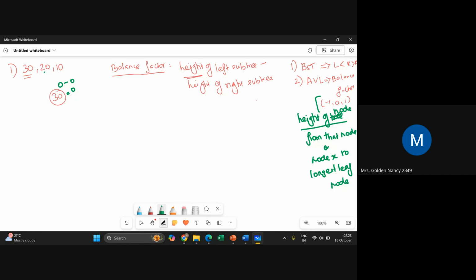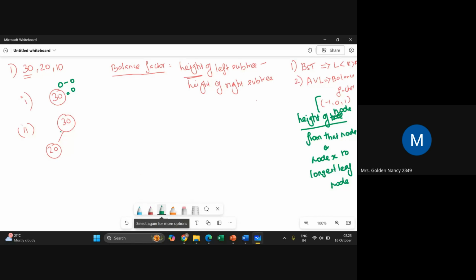Okay, now I want to insert 20. Where will I insert 20? First I have inserted 30. Now next is 20. It is checked with 30, that is the root node. 20 is lesser than 30, so it will be in the left subtree. Now check the balance factor again.